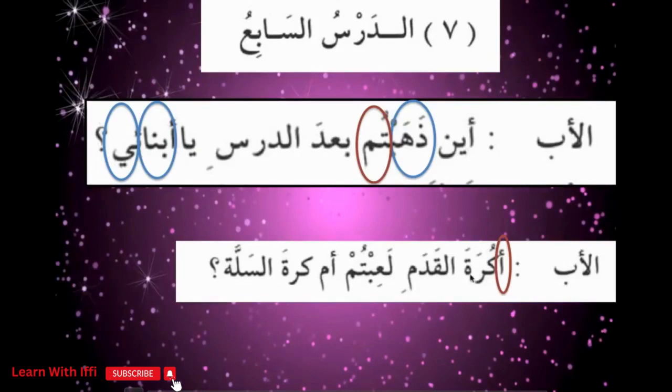Why is kuratal qadami coming first? Because of this pattern of asking a question where two things are separated. So this is a maf'ul bihi, which is coming first. After a is a harf istifham. Al-qadami is mudaf ilayhi. Maf'ul bihi wa huwa mudaf and mudaf ilayhi. Akuratal qadami laibtum am kuratas salati. This means football, literally ball of foot, but it means football. Is it football you played or basketball? Salatu means basket, so basketball.